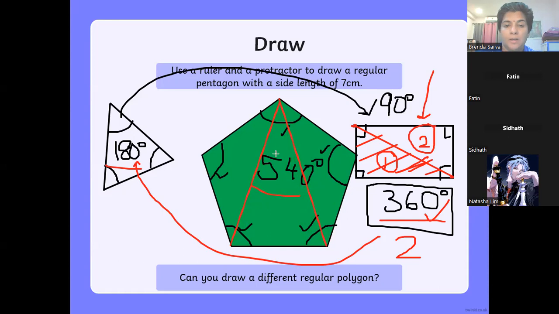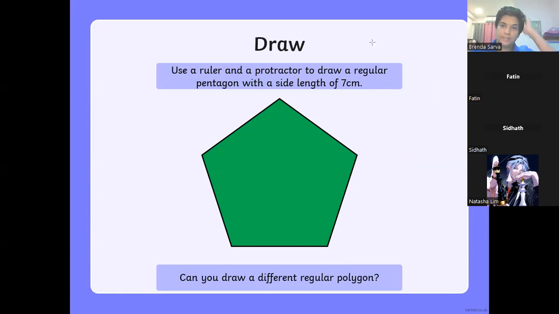With this knowledge, you are going to find the total angle for any given regular polygon. Remember, we are talking about regular polygons, not the irregular ones. All right, guys, let me stop sharing this one.